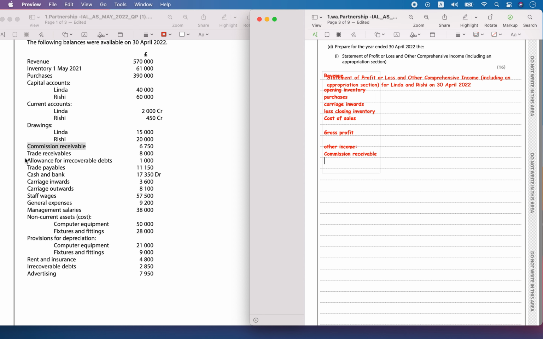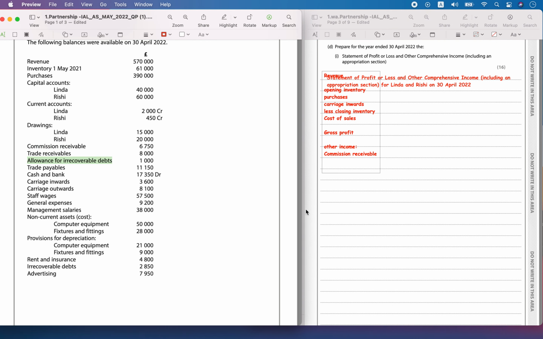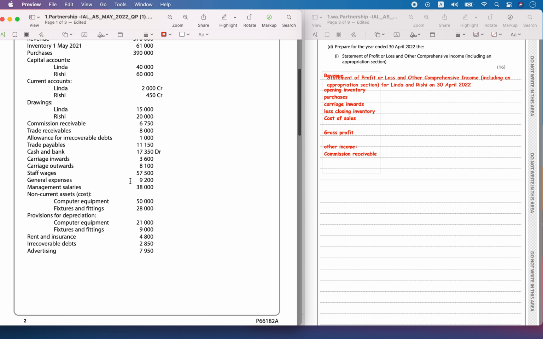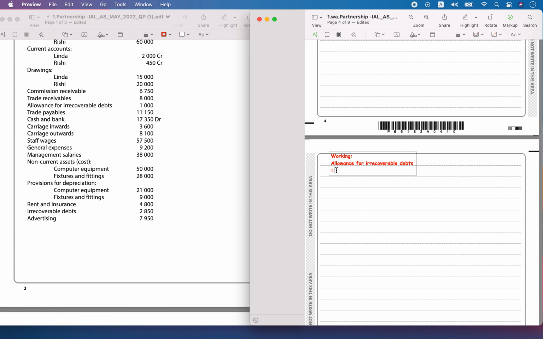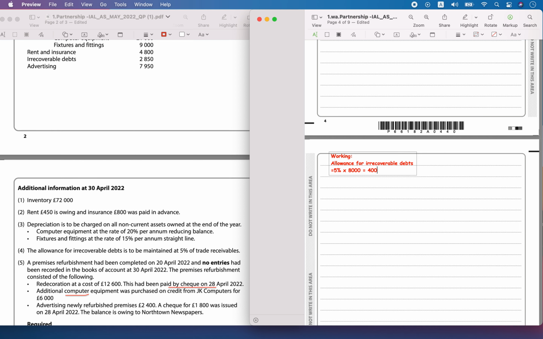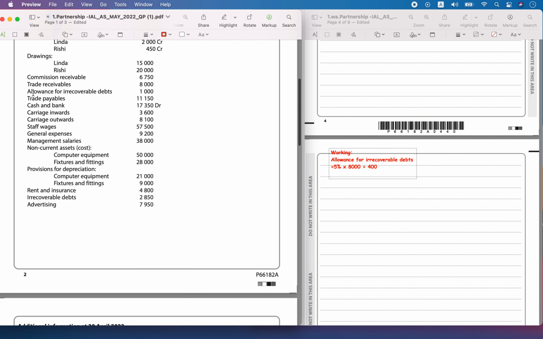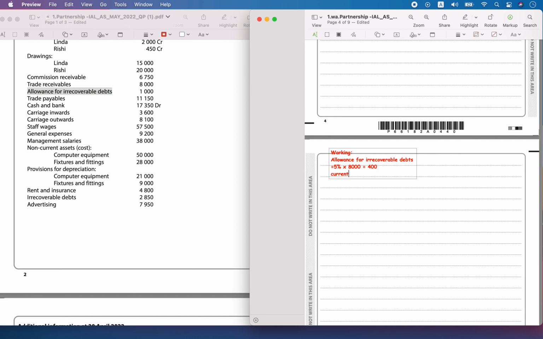So we have to check the allowance for irrecoverable debt. If there is an increase, it becomes an expense, else it becomes income. Let's say it is 5% of 8,000. The current trade receivables is 1,000. So there is a decrease in allowance. Current trade receivables they have maintained is 1,000.